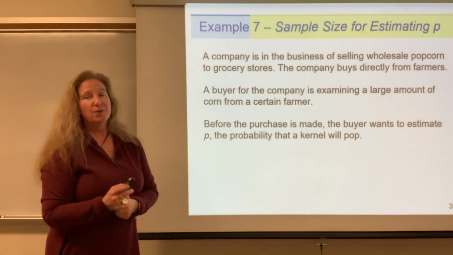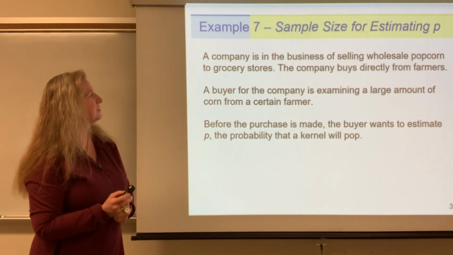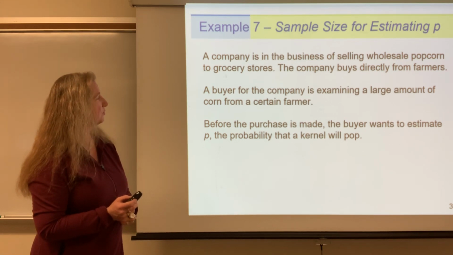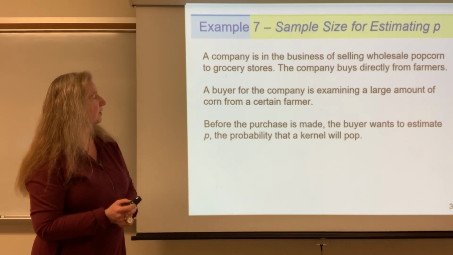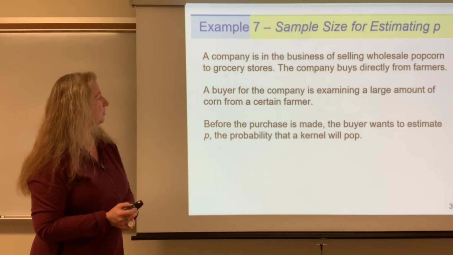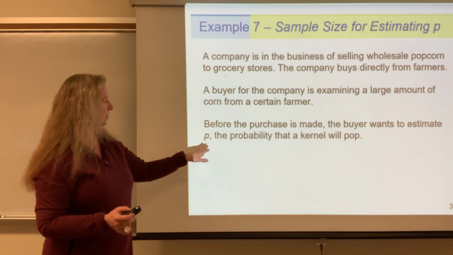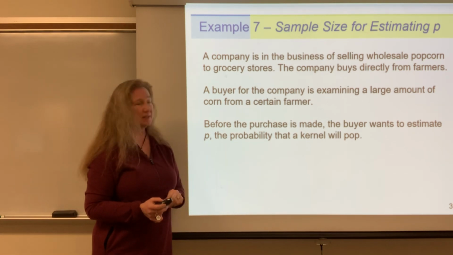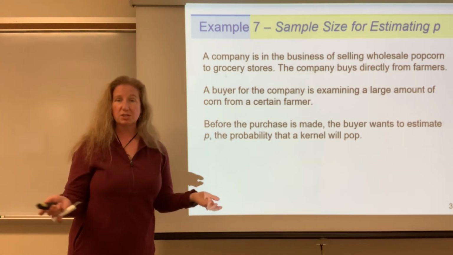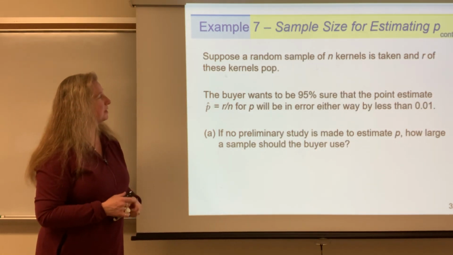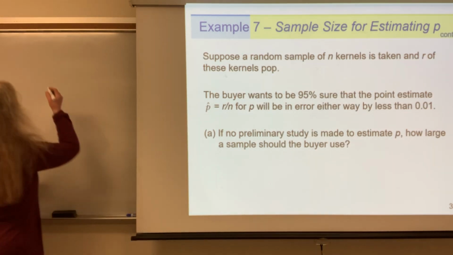So what if there is a company selling wholesale popcorn to grocery stores? The company buys directly from farmers. A buyer for the company is examining a large amount of corn from a certain farmer. Before the purchase is made, the buyer wants to estimate p, the probability that a kernel will pop. He wants to make sure this is the good stuff that he's buying. Suppose a random sample of n kernels, so n is the number of kernels.